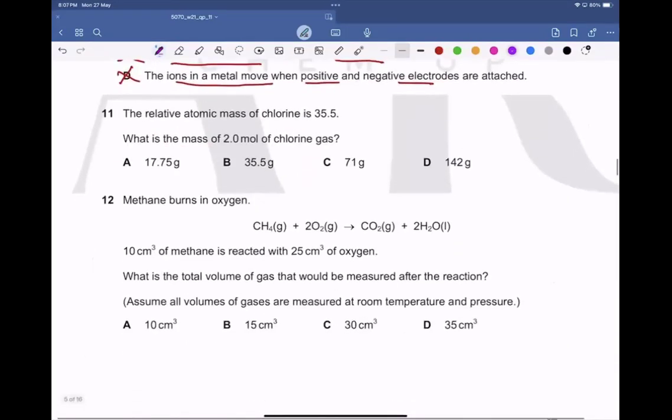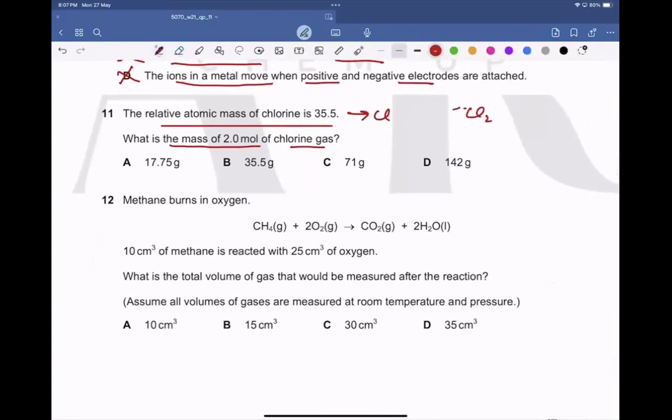Question number 11. The relative atomic mass of chlorine is 35.5. What is the mass of 2 moles of chlorine? So it's chlorine. Cl2 is 1 mole of chlorine and 2 times Cl2 is 2 moles of chlorine. So it means 4 times 35.5, which makes it 71, right? So A, B, and D go wrong, and C is the correct answer.